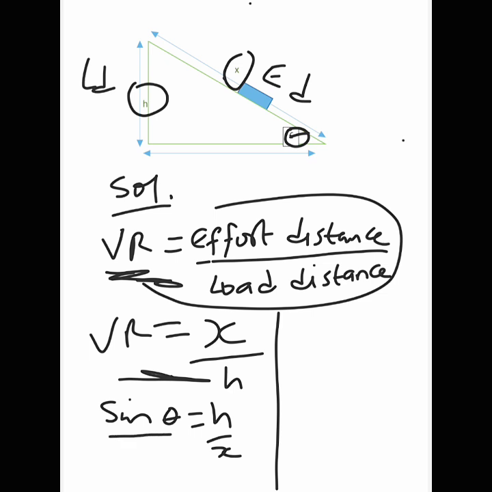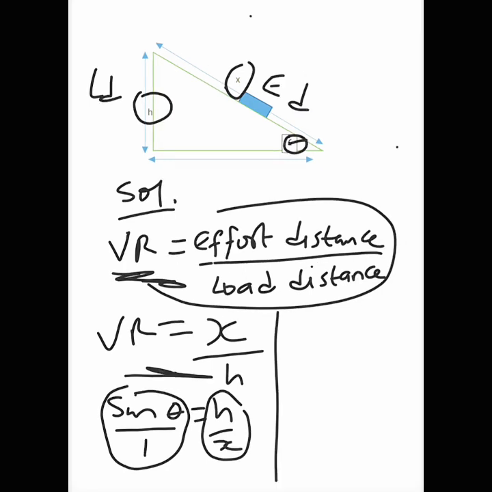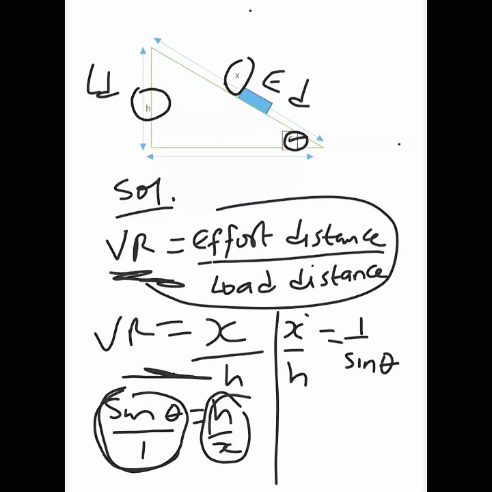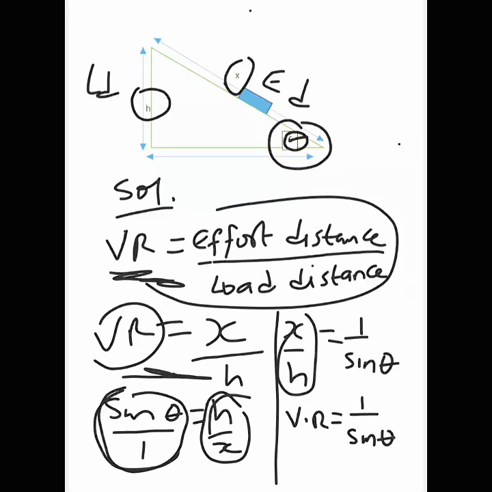This sine theta has an invisible one here. So what I'm going to do is to invert this part, to turn this part upside down and also turn this part upside down. If you look at this, x over h now represents our velocity ratio. What do we conclude? We conclude therefore that the velocity ratio in an inclined plane is 1 over sine theta, where theta is the angle made with the horizontal.